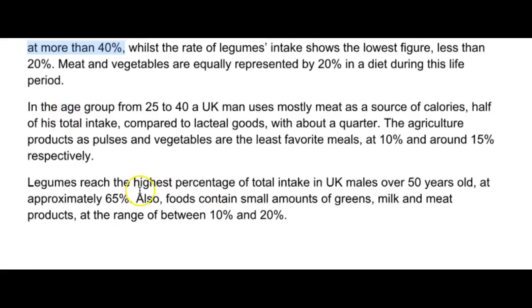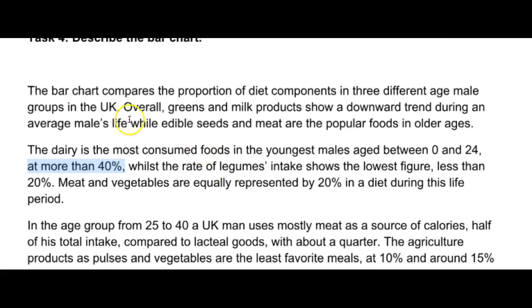Well done. Legumes reach the highest percentage of total intake in UK males over 50 years old at approximately 65%. Furthermore, foods contain small amounts of greens. No. Furthermore, their intake consists of small amount of greens, milk and meat products at the range of between 10 and 20%. Good, well done for grouping. Now we finish with a new paragraph saying overall, and that's the summary. Overall, greens and milk products show a downward trend during an average male's life, while edibles, seeds and meat are the most popular foods in older ages. Okay, well, it's not seeds. Pulses would have just been fine there.